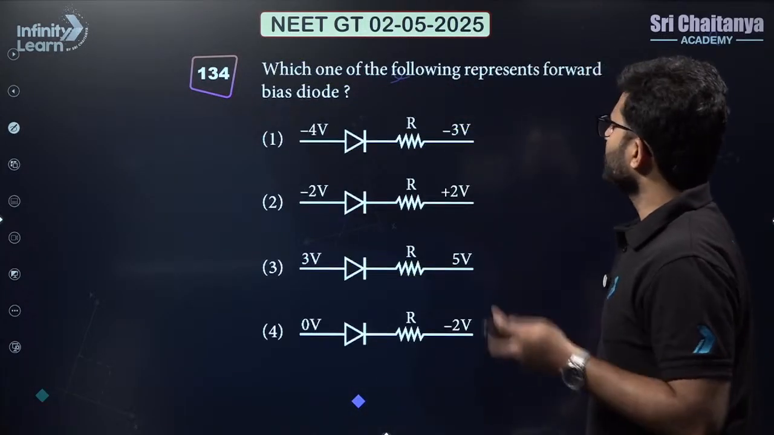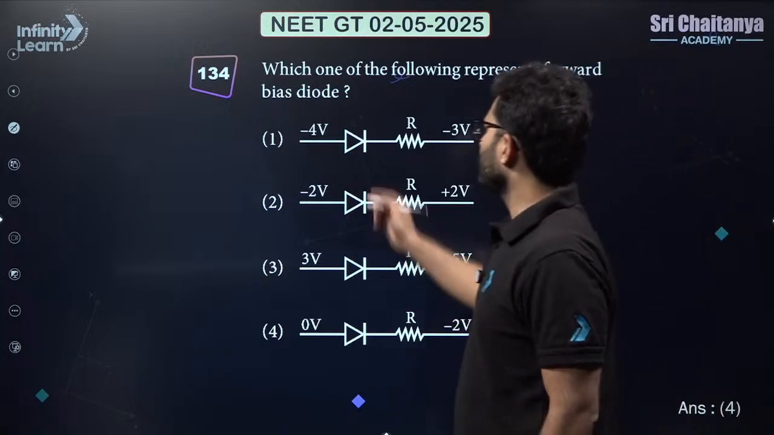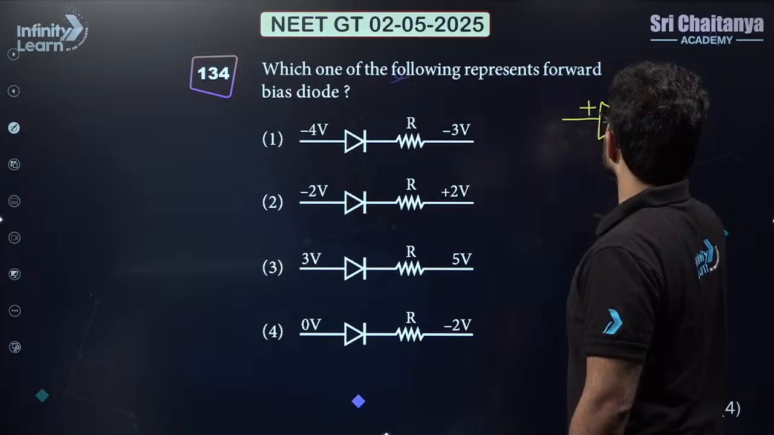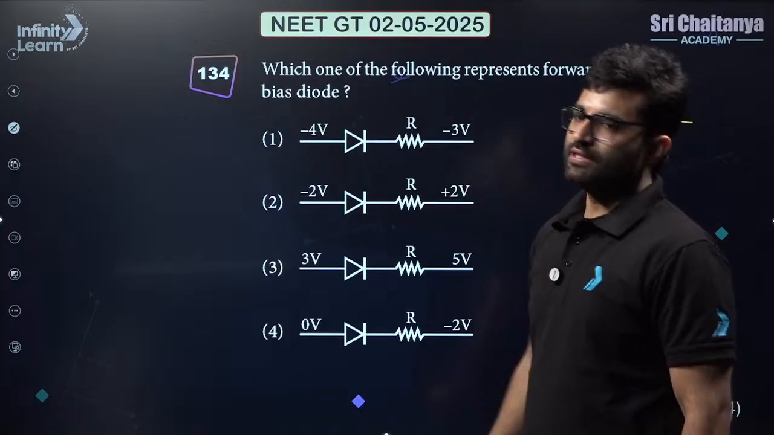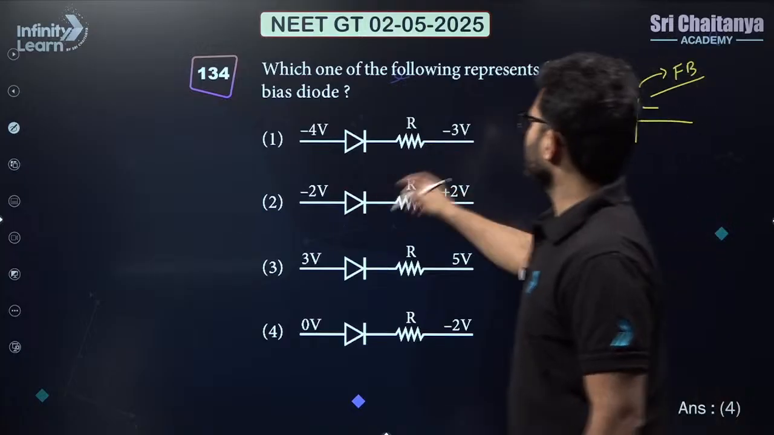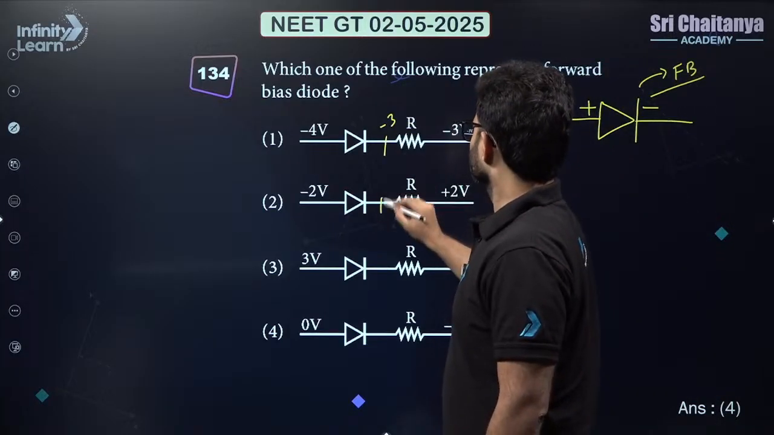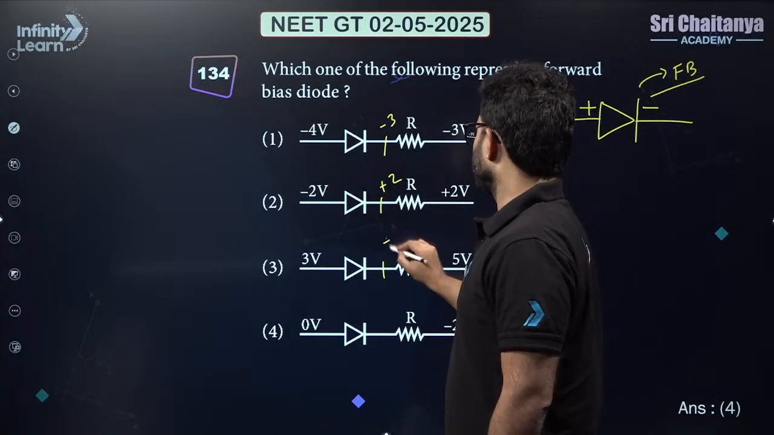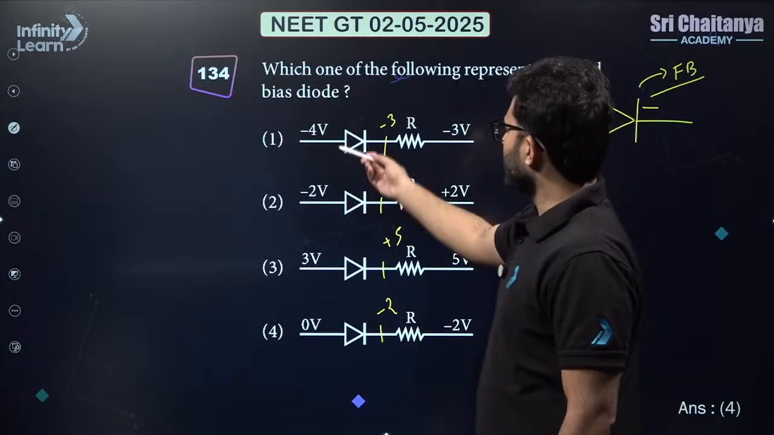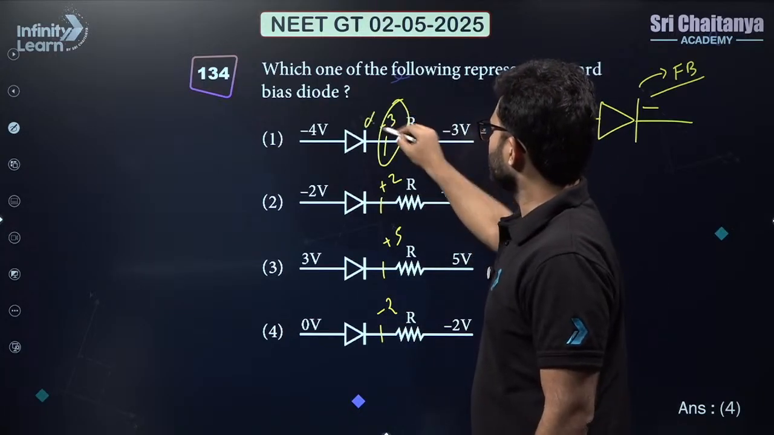Which of the following represents the forward bias diode? Again, what is forward bias? I'll explain what forward bias is. When this is connected to higher potential and this is lower potential, then this is called the forward bias. There is no current here. What you can see, this is minus 3 volts, this is plus 2, this is plus 5, this is minus 2. Here this is greater, so this is not the answer.